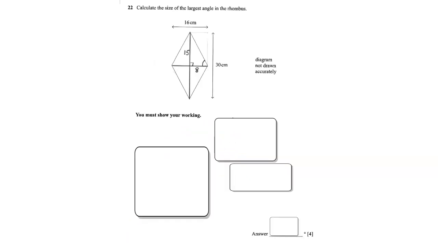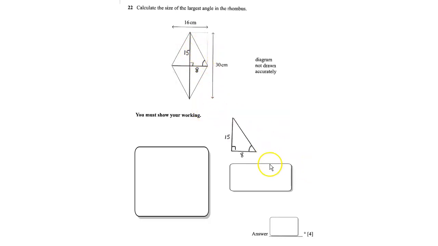So for question 22, it says, calculate the size of the largest angle in the rhombus. Now in the question, it just had this rhombus like this here. So what I've done is I've split that into 4 little triangles. So now we've got a right angle triangle here, and it's asking you for the size of the largest angle. So remember, these side bits here will be the largest angle. So what we do is we just isolate one of the right angle triangles. This one here is what I'm going to isolate, so we can see it.